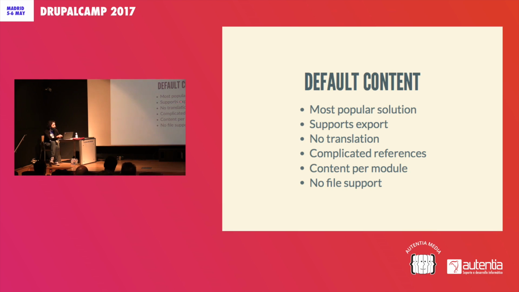They support exporting because they use the REST module to create this JSON, and it's very easy. But since they don't have tables like Migrate, they have to fill their files with references, with IDs, with UUIDs of content, and it's a bit messy. So that makes references complicated.